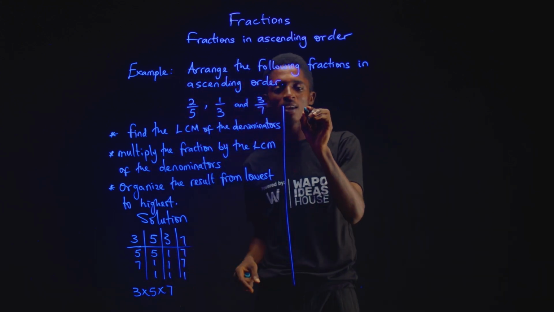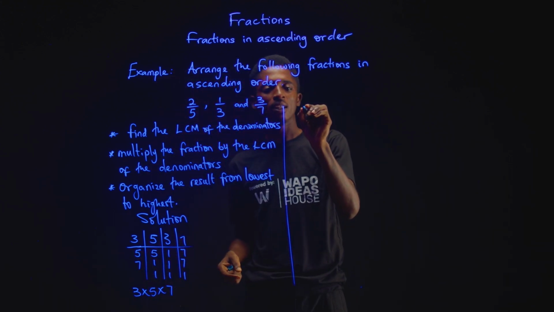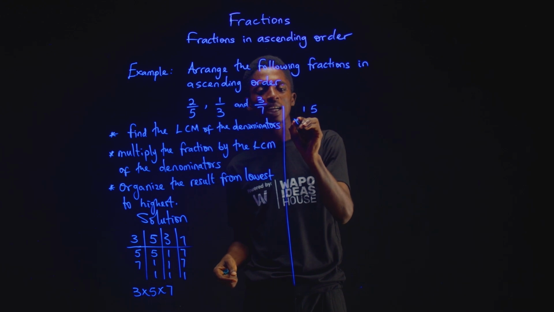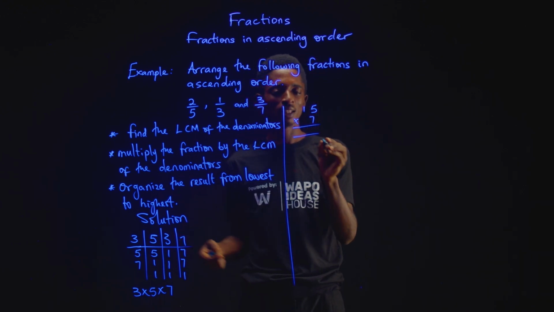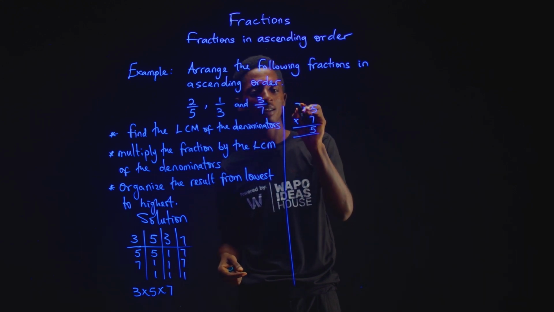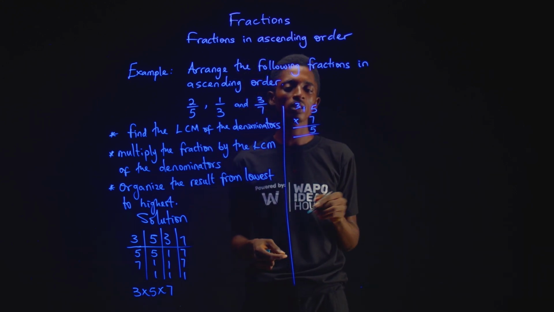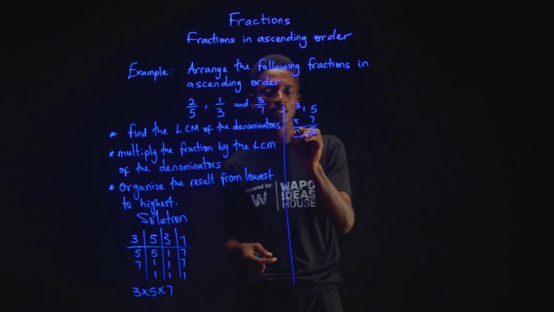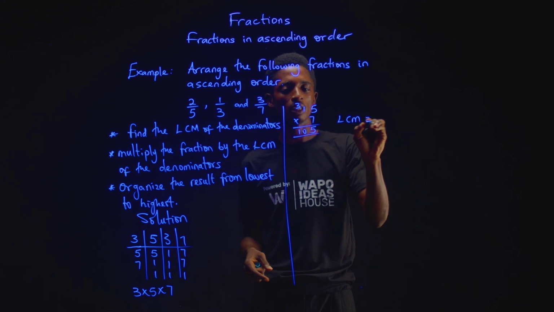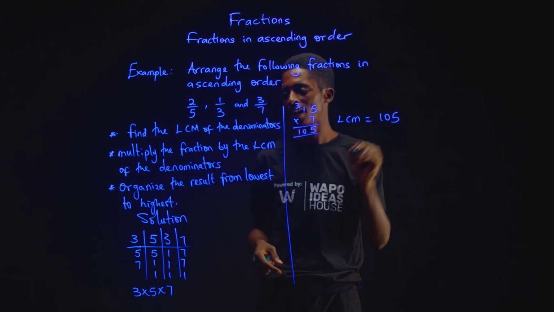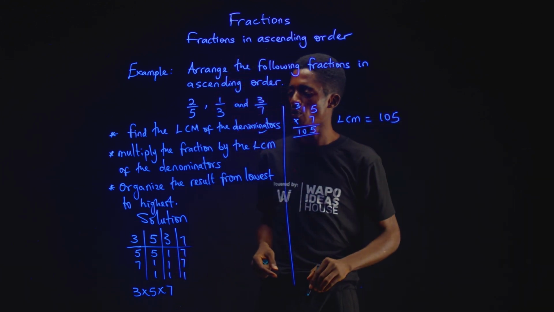Now 3 times 5 is 15. 15 times 7 to get our final answer there. 7 times 5, that is 35. 5, carry the 3. 7 times 1, 7 plus 3, that's 10. That is the LCM equals 105. Now we have applied step 1.